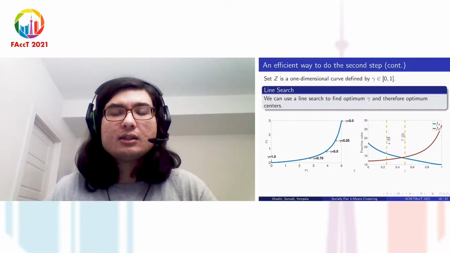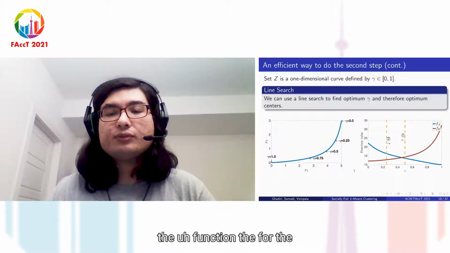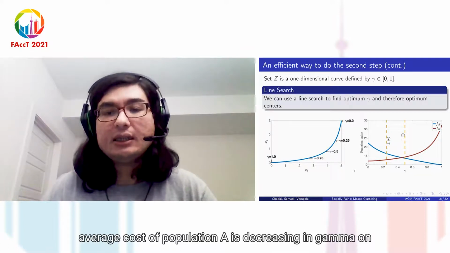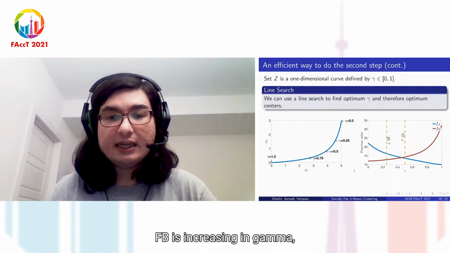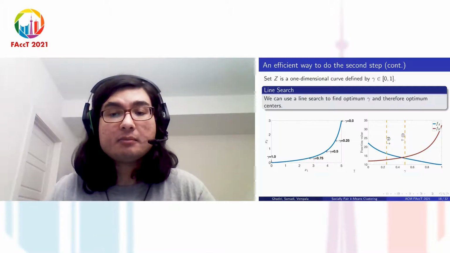The final observation to see why we can do a line search is the following: fa, the function for the average cost of population A, is decreasing in gamma, and fb is increasing in gamma. So the optimum would be a single point in gamma.